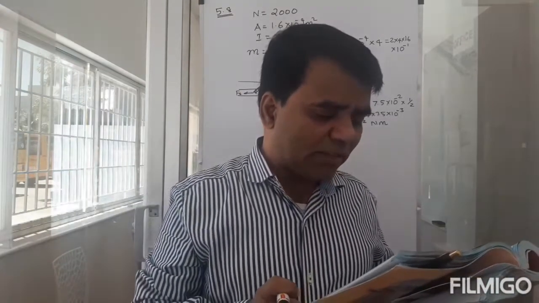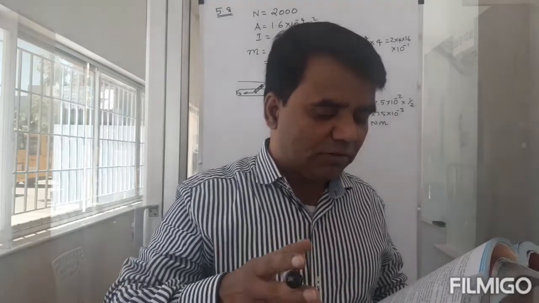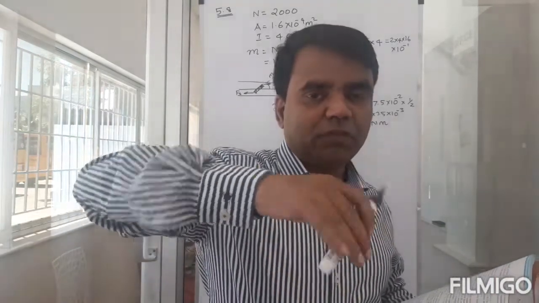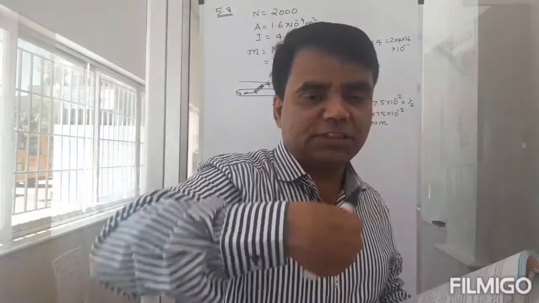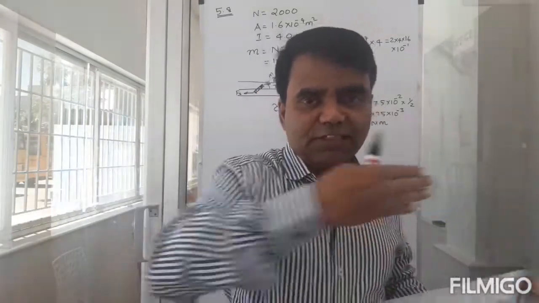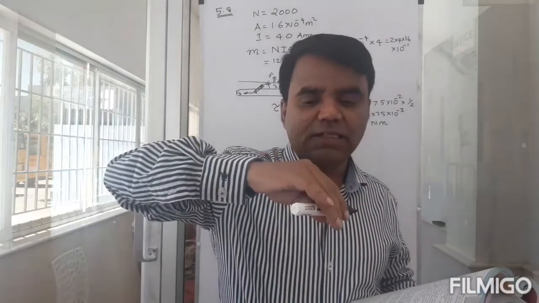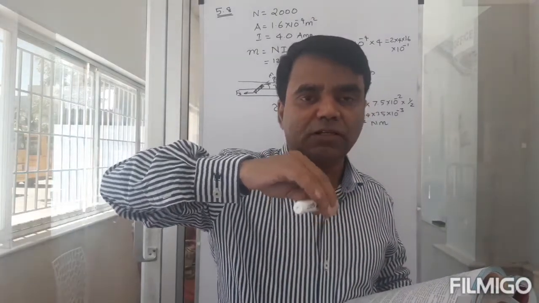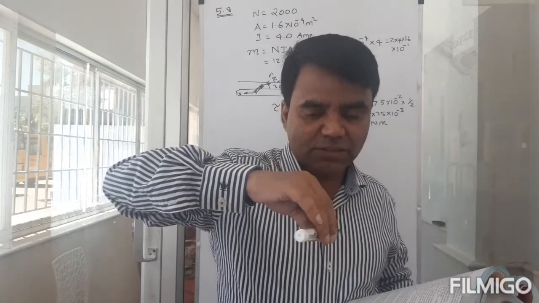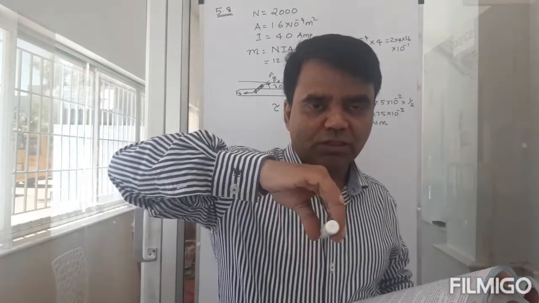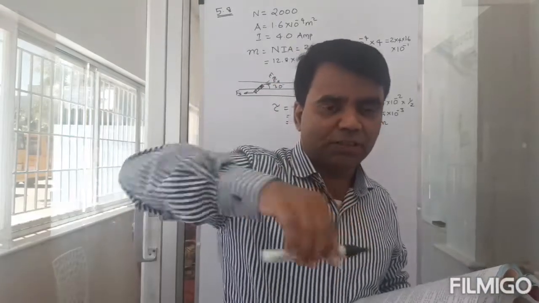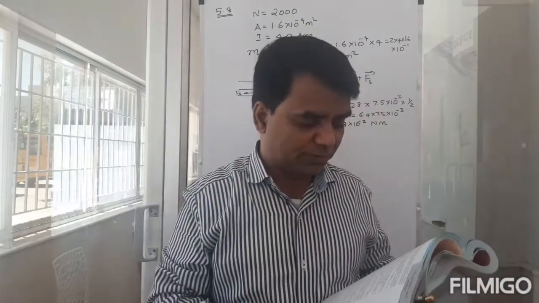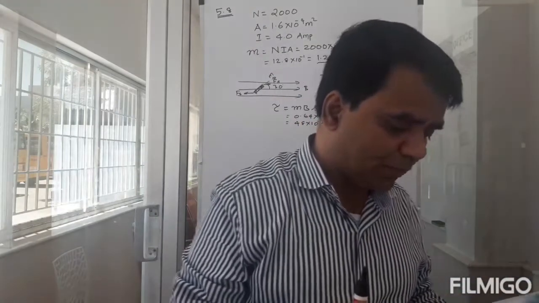Then the coil is free to turn about an axis in its plane perpendicular to the field direction. So the axis of rotation is perpendicular to the field direction, and it can move in that field. The field direction is like that, and the coil is like this, so it can move about an axis which is perpendicular to the field direction. So that is what is said.